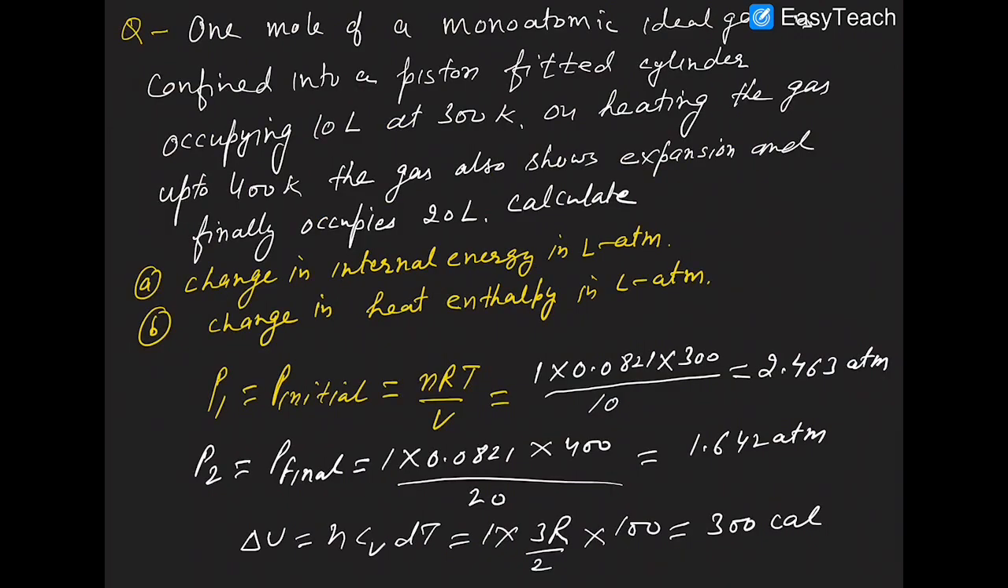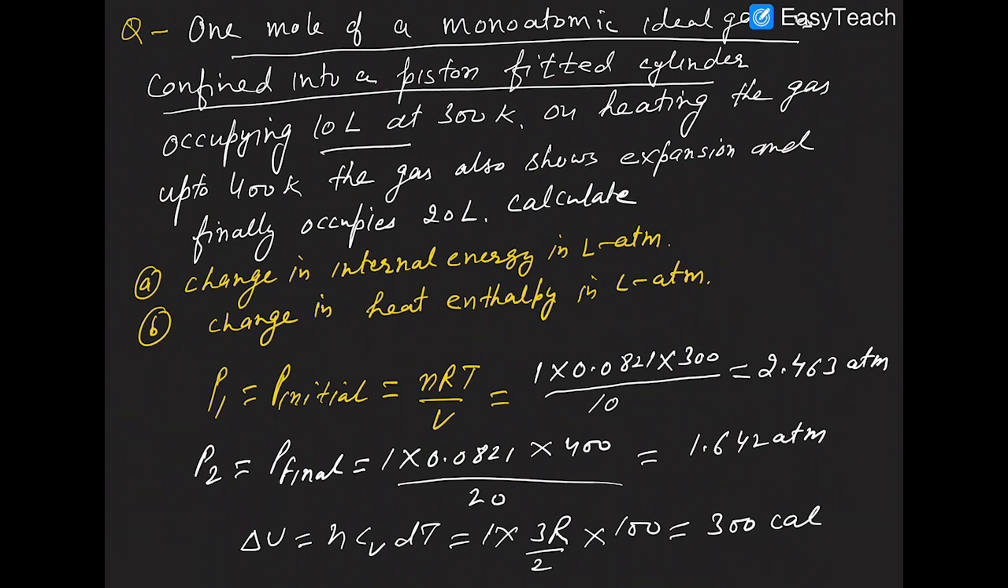Now the next question is that 1 mole of a monoatomic ideal gas is confined in a piston fitted cylinder occupying 10 liter at 300 Kelvin. On heating the gas up to 400 Kelvin, the gas also expands and occupies a volume of 20 liters. So the volume goes from 10 liter to 20 liter and the temperature from 300 Kelvin to 400 Kelvin. You have to find out the change in internal energy and the change in enthalpy.